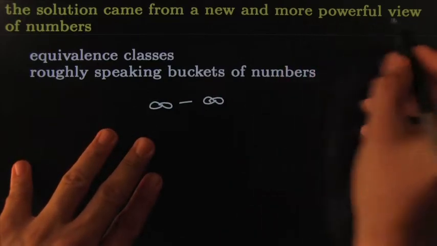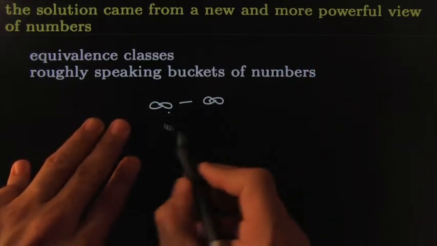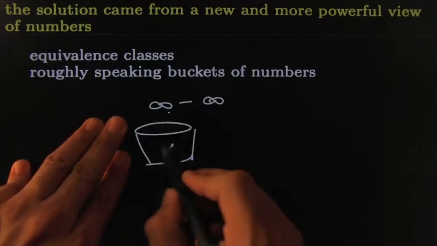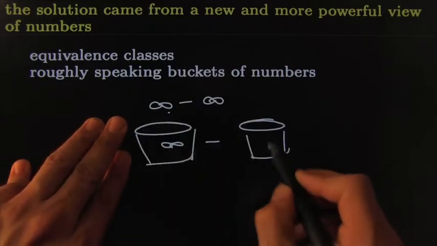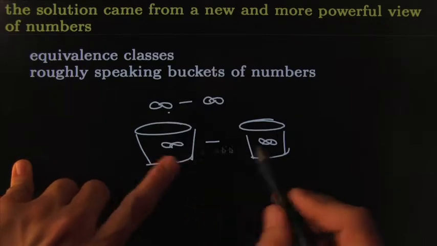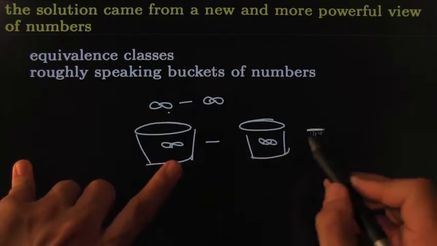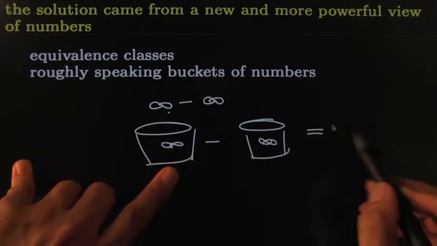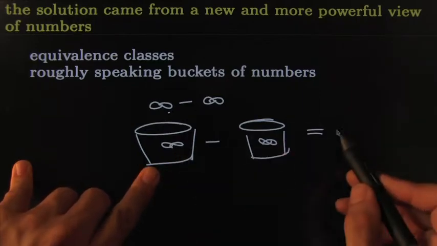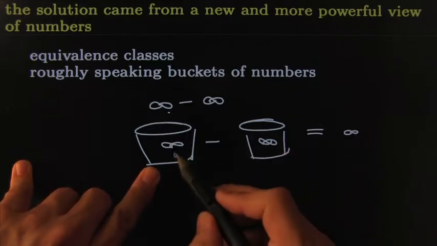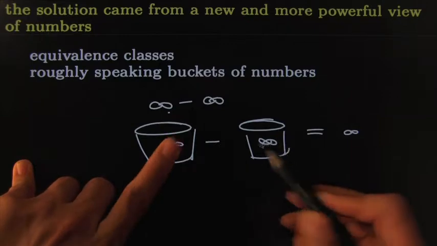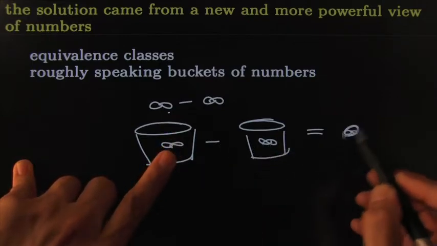Today we have a more powerful point of view that helps us make sense of this. It says, hey, I've got something from the infinity bucket minus something from the infinity bucket. That means something really big minus something really big. What do you suppose it would be? You can't say infinity, because what if this was exactly the same type of infinity? It doesn't always have to be, but it could be. Then it could be 0.